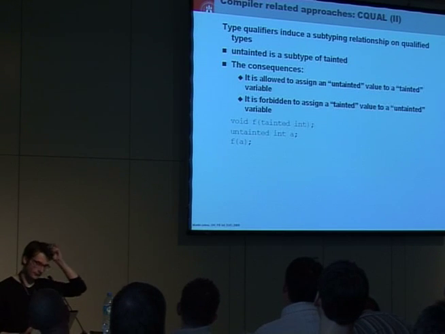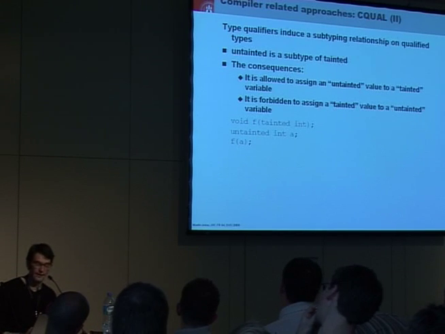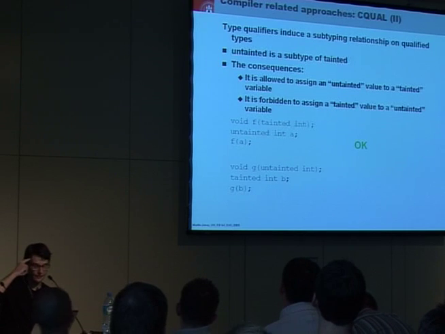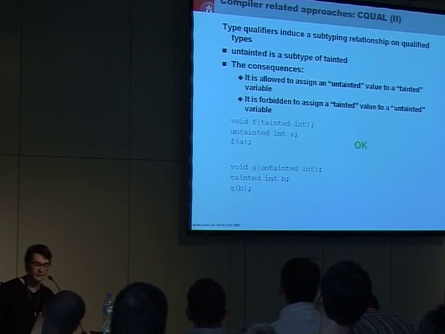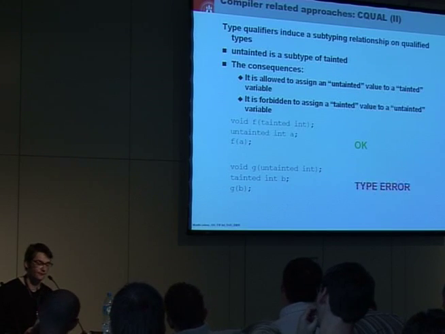And these were two examples. At first, we have a function f. f allows untainted parameters, and we have an untainted variable int r. So if we call f with a, there's no problem. This is okay. In the second example, we have a function g. g does some vulnerable stuff, so we don't want tainted data as a parameter to g. So we say, okay, g only takes untainted stuff. If we have a tainted variable b and we try to call g with b, we get a type error.